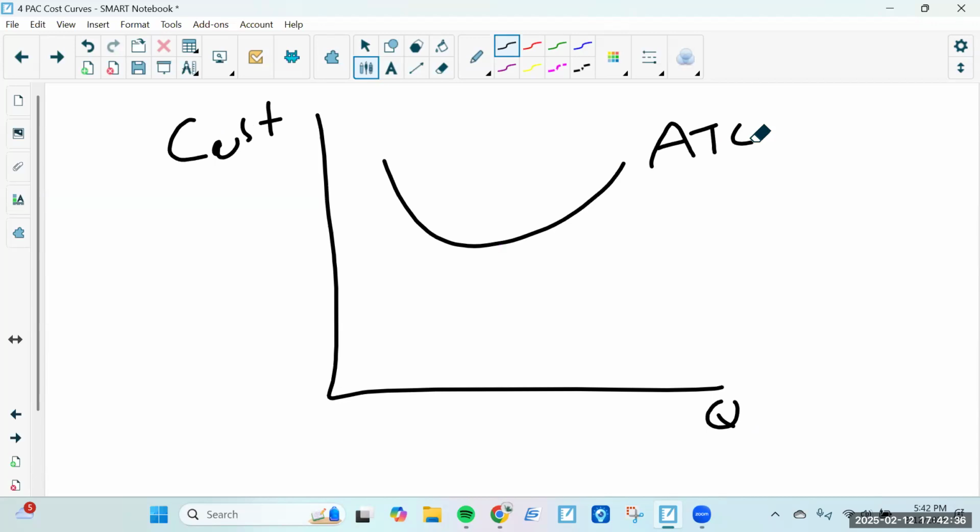All right. When I draw my average variable cost curve, the minimum is down and to the left of the average total cost curve. That's a mathematical surety. If you don't draw it that way, you would lose points on the AP exam.